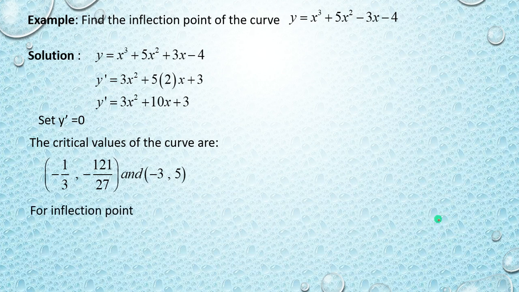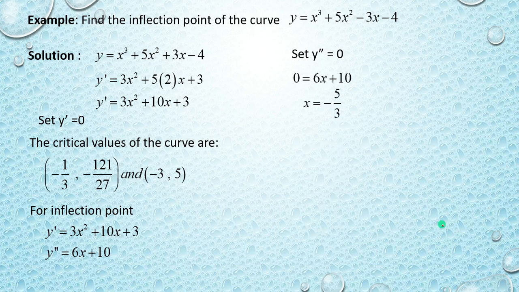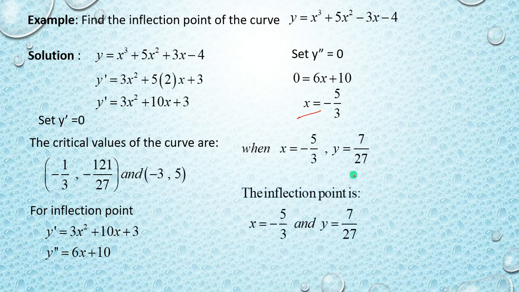For the inflection point, from the first derivative, we need to get the second derivative, then set it to 0 to find the value of x, which is negative 5 over 3. After finding this value, we need to plug it into the equation of the curve to find the value of y. So we have x equals negative 5 over 3 and y equals 7 over 27. That is the inflection point.